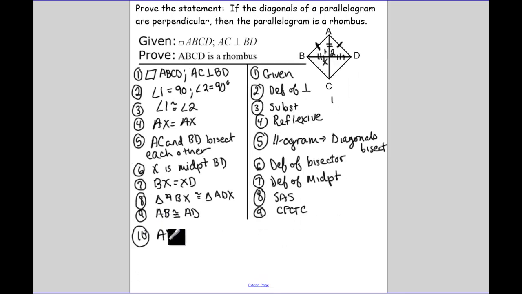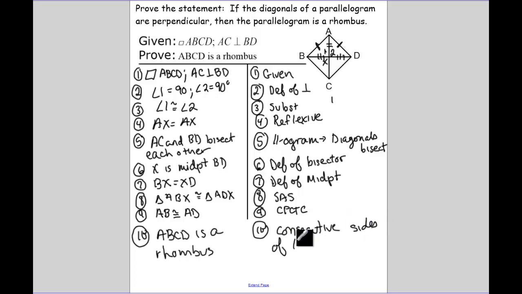Now our last step. ABCD is a rhombus, because if you have consecutive sides of a parallelogram congruent, that gives us a rhombus.